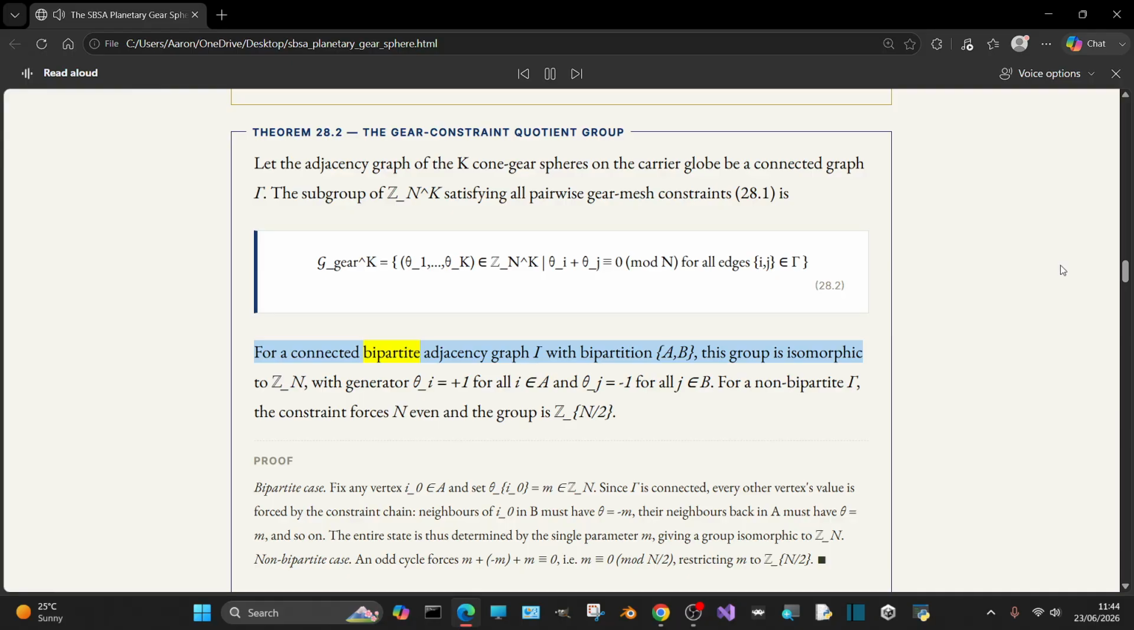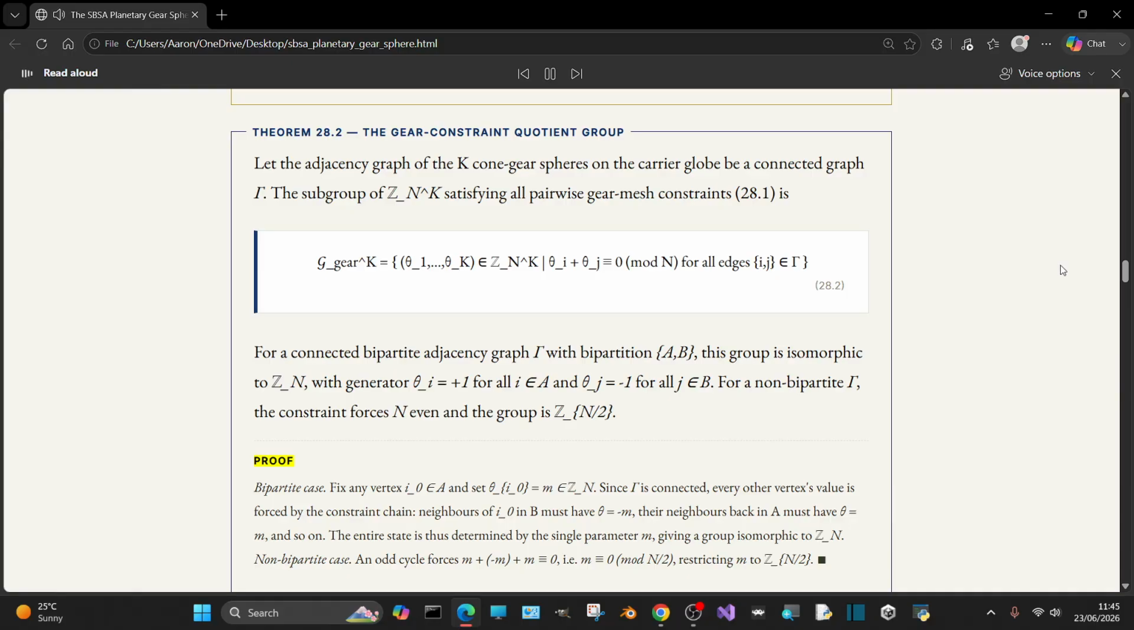For a connected bipartite adjacency graph Γ with bipartition A, B, this group is isomorphic to Z_n, with generator θ_i = +1 for all i ∈ A, and θ_j = -1 for all j ∈ B. For a non-bipartite Γ, the constraint forces n even and the group is Z_{n/2}.